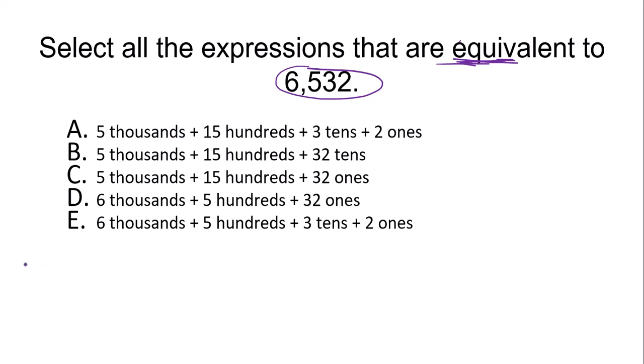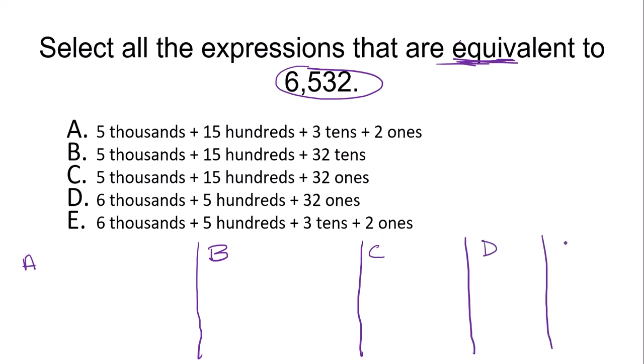Let's start with A. I'm going to give myself space for each category, each part that I'm adding: A, B, C, D, and then E. Hopefully I have enough space for each. Okay, let's start with A. 5,000. Remember, 5,000 would have 3 zeros at the end, plus 1,500. So I write 15 and then 2 zeros at the end because hundreds have 2 zeros at the end. 3 tens, that's 3 with 1 zero at the end, and 2. So that's 2 plus 0 plus 0 plus 0. That is 2, and then 3, and then 5, and then 6.